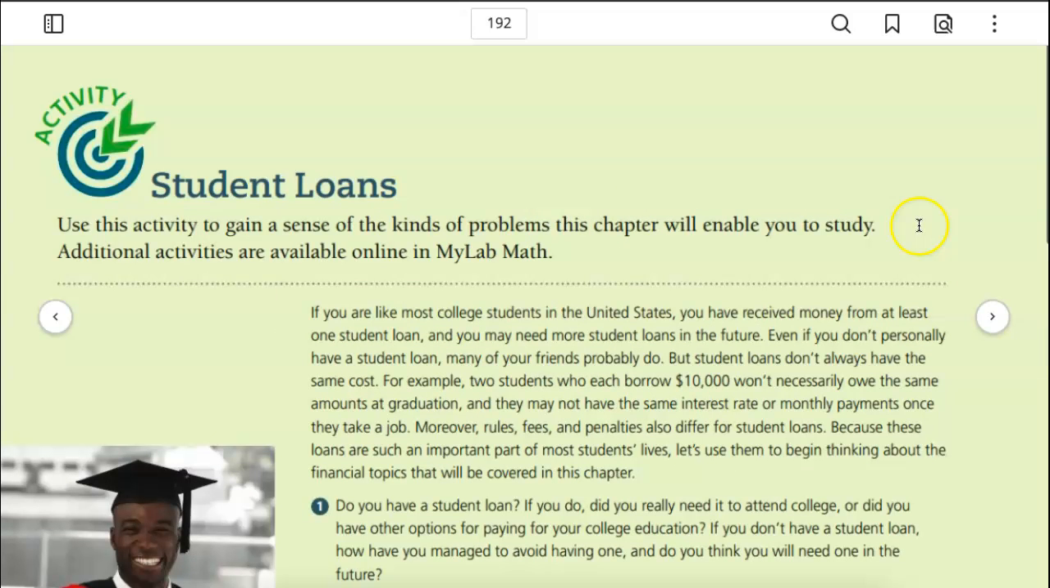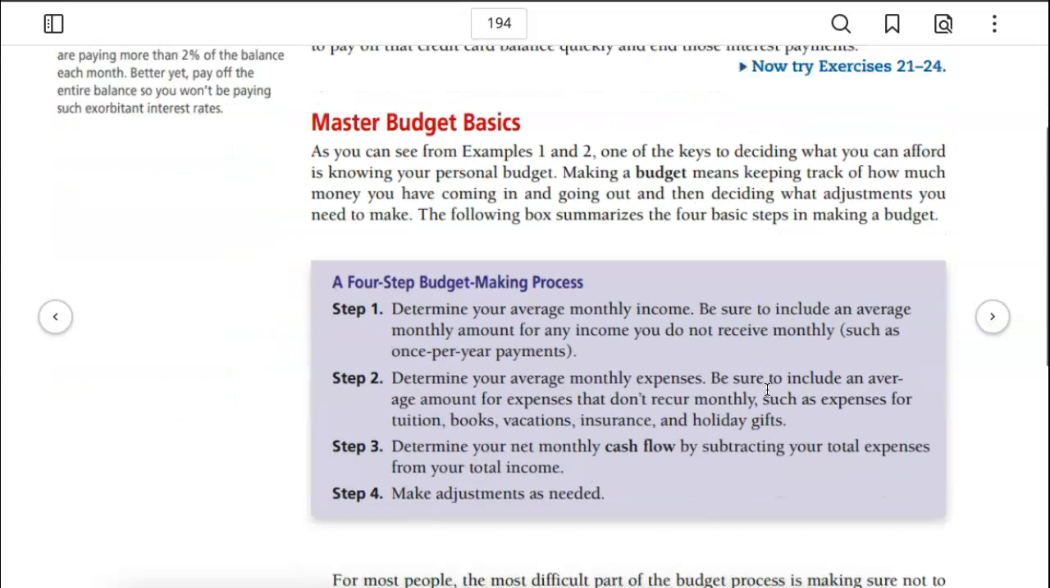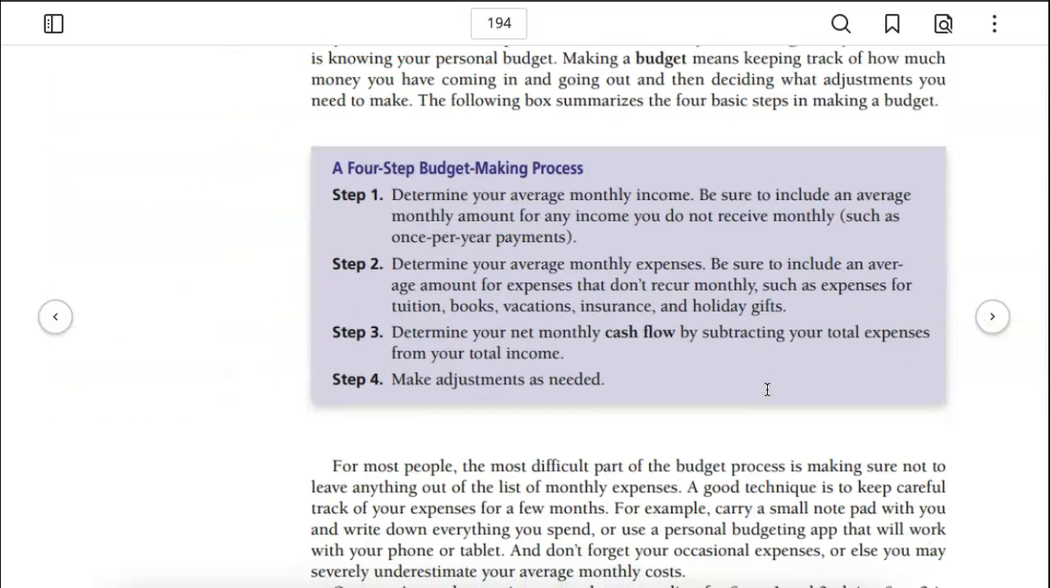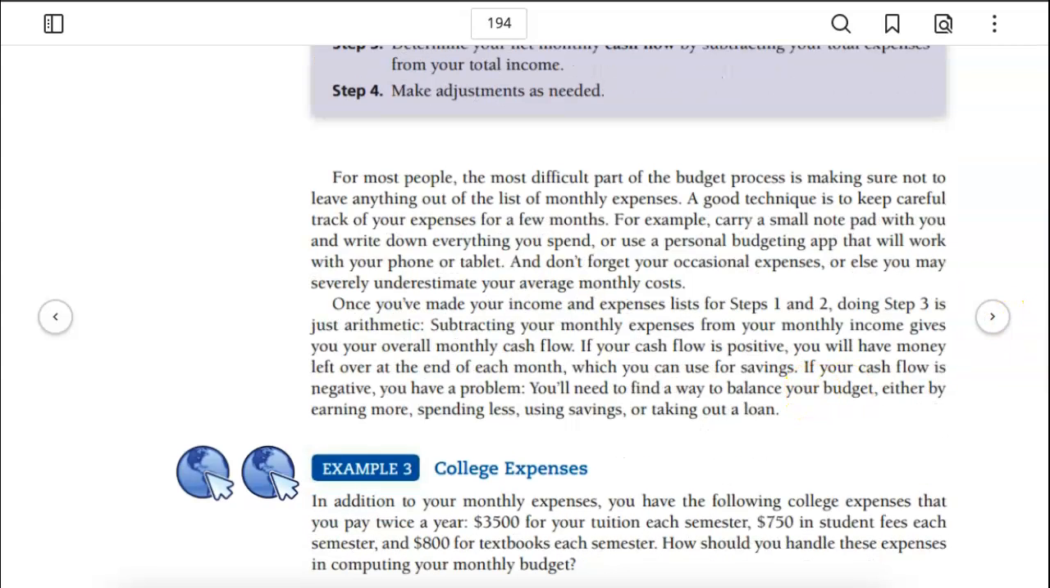A little bit further, on page 194, we have some steps for making a budget. You can read through those and see how they apply in some of the examples below. Again, don't forget about the videos and extra examples that are provided for you in the eText.